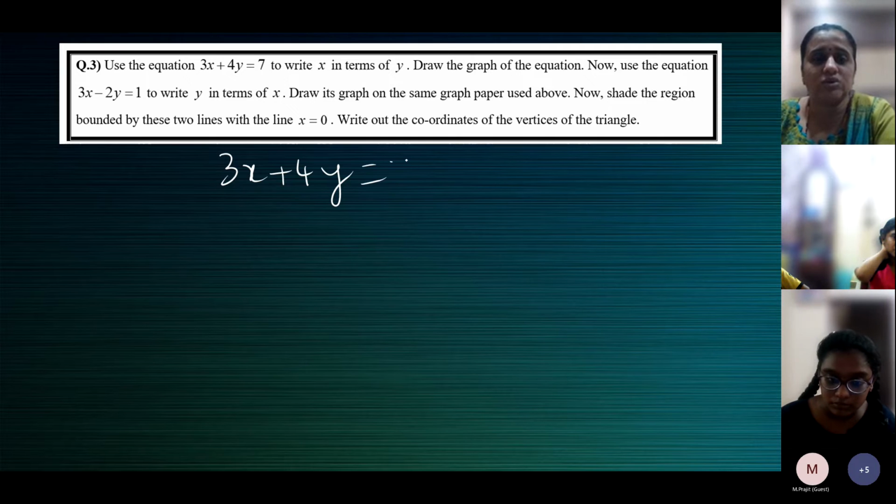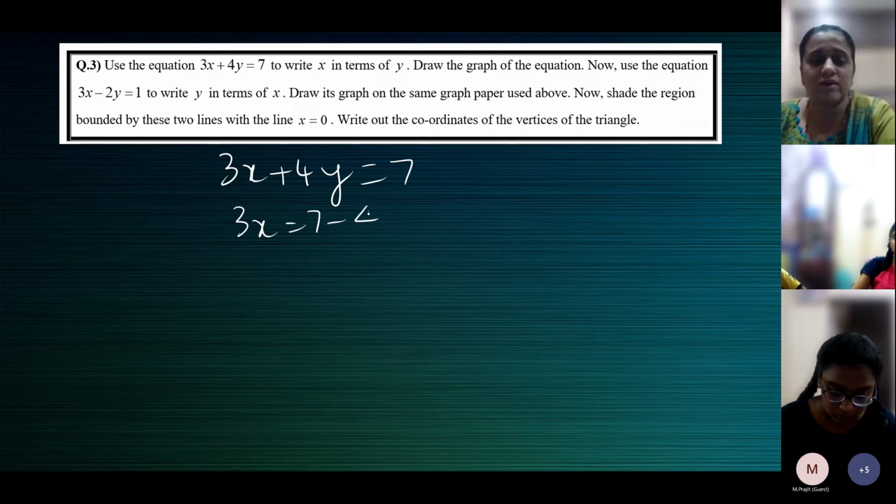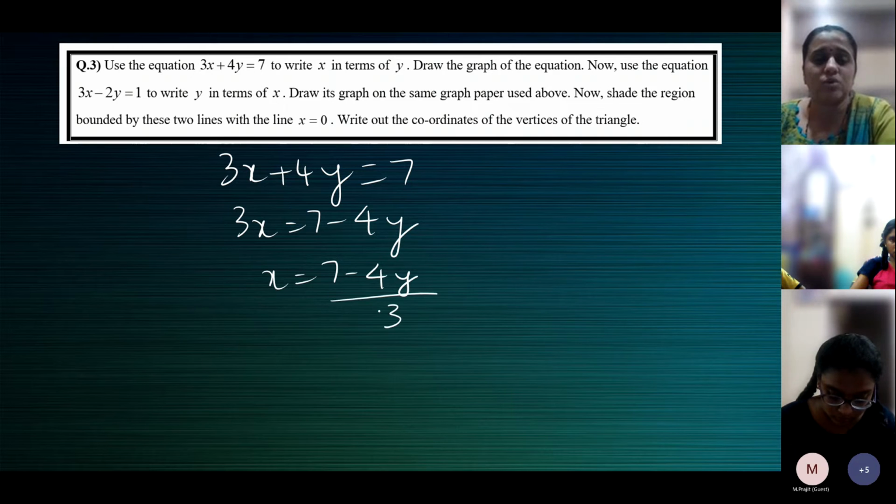So use the equation. I'd asked you to complete this. Let's understand this one now. Use the equation 3x plus 4y is equal to 7 to write x in terms of y. You need to write x in terms of y. So how do we write that? 3x is equal to 7 minus 4y. x is equal to (7 minus 4y) divided by 3. So we have written x in terms of y.